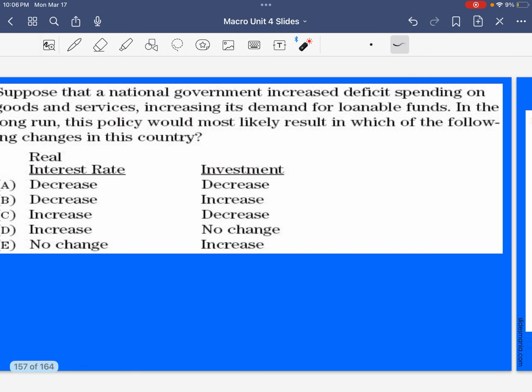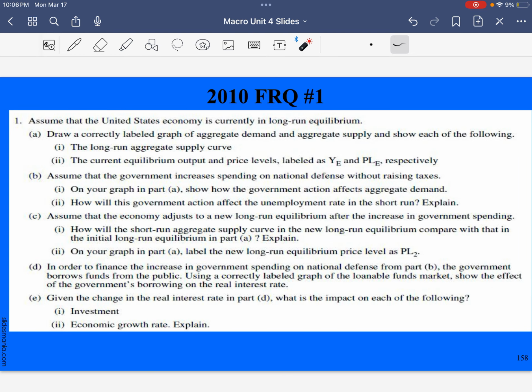So let me show you what you might see on an FRQ. This one's from 2010. Pause the screen for me, read through all of it. Okay, welcome back. Notice the only thing that's new when it comes to loanable funds is D and E. So it basically says, to finance the increase in government spending on national defense from Part B, the government borrows funds from the public. Using a correctly labeled graph of loanable funds, show the effect of the government borrowing.